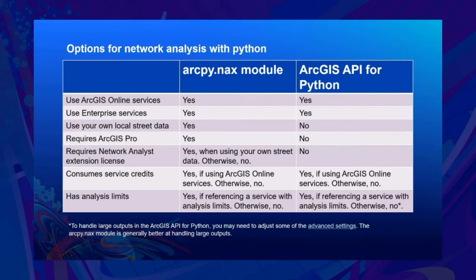Finally, a few other considerations. In either case, if you're going to use the ArcGIS Online services, you will consume service credits, and you'll also hit some analysis limits, such as the maximum number of inputs allowed. If the credit consumption or the service limits are going to be a substantial challenge for your analysis, you might want to consider whether it's worth purchasing or building your own network dataset and solving the problems locally in ArcGIS Pro.